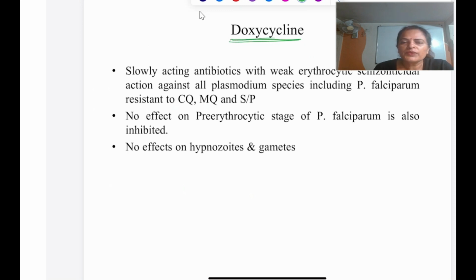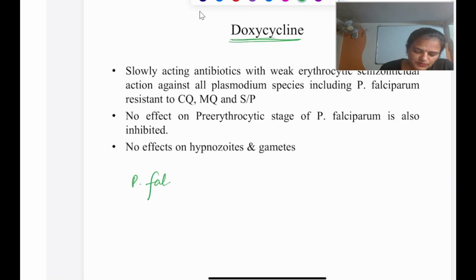This is also a slow-acting antibiotic with erythrocytocidal action, and mainly it is used against multi-drug resistant Plasmodium falciparum. It makes a synergistic combination with quinine and artesunate; we give it with both.